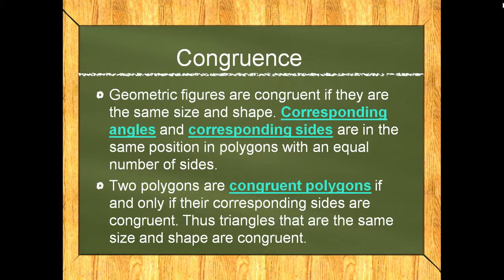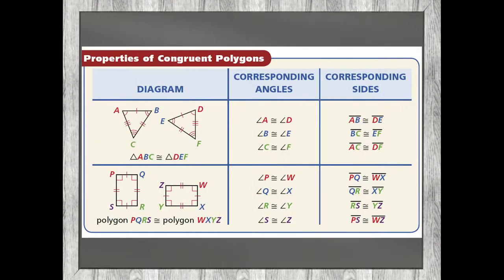Two polygons are congruent polygons if and only if their corresponding sides are congruent. Thus, triangles that are the same size and shape are congruent. The properties of congruent polygons. Using a diagram, we see that if the sides are equal, if the angles are equal, then they are congruent. Same with a rectangle or a triangle or any polygon. The corresponding angles are congruent and the corresponding sides are congruent.